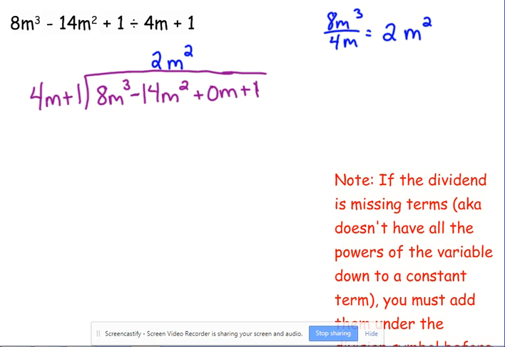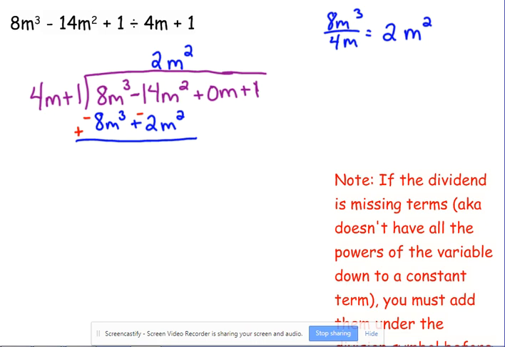So 2m squared times 4m is 8m cubed. That is supposed to happen. That's supposed to be exactly the same. 2m squared times positive 1 is positive 2m squared. That most of the time is going to be different. Now, I prefer to look at it this way. I change the signs and I add. I only change the signs of what I just wrote under there. I don't change all of the signs, but I change the signs of what I just wrote.